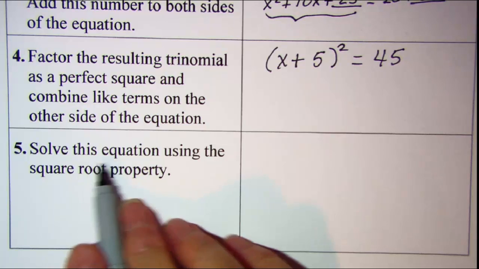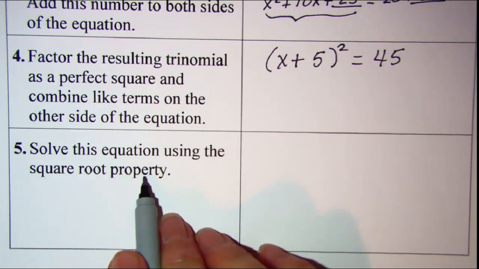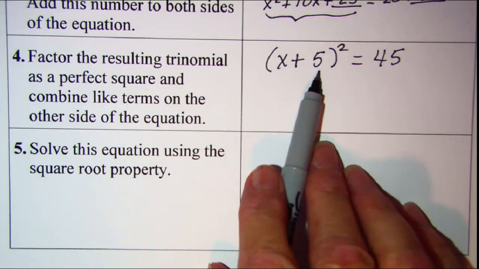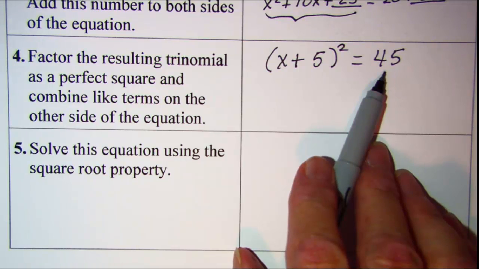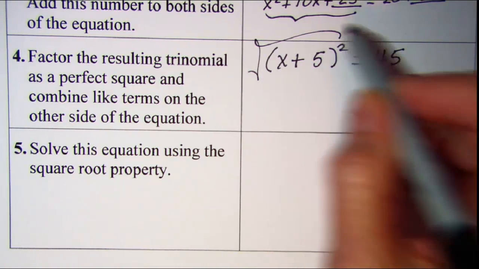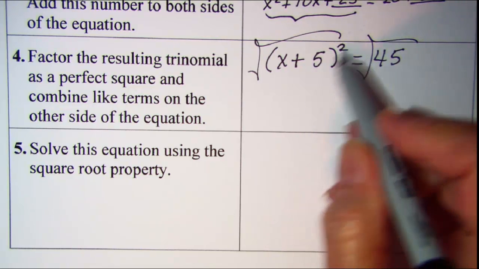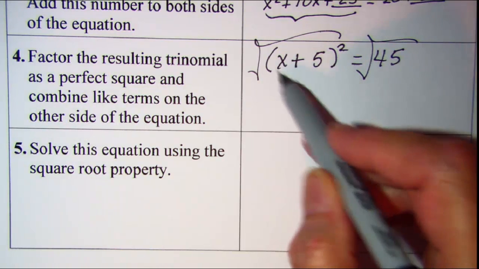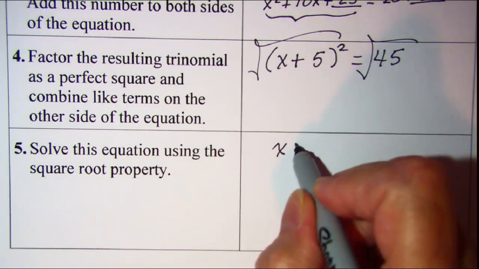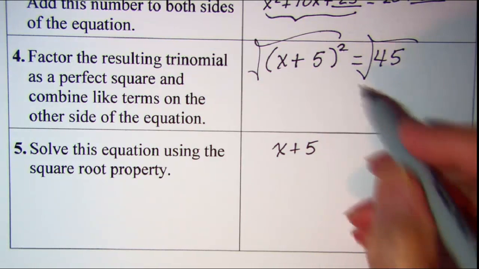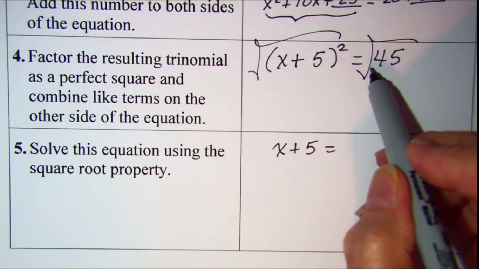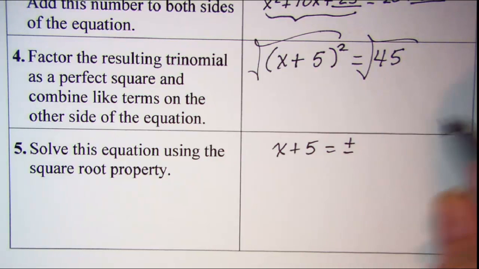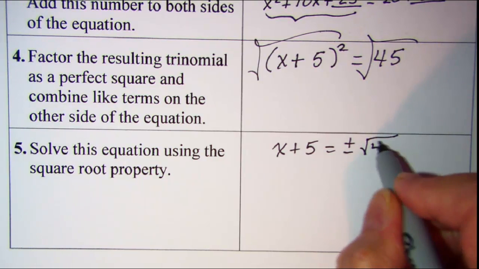My next step is to solve this equation using the square root property. The square root property says if you have a quantity squared on one side and a number on the other side, you can square root both sides. And this square rooting and this squaring are inverse operations. So you're left with just the x plus 5 on the left side. And then on the right side, remember, whenever you square root both sides, you have to put plus or minus, and then we have square root of 45.